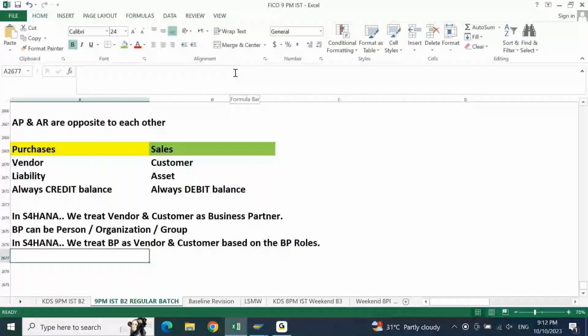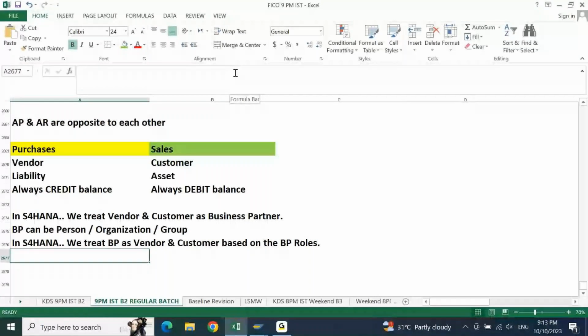Whether you purchase or you sell, you are doing business with a single person. You may be purchasing, you may be selling, but either way it is me only. I am the same person. So there is no point in creating two master records for me, one for customer, one for vendor. This approach we don't follow in S4HANA. In S4HANA, before you treat me as a customer or as a vendor, first you treat me as a business partner.